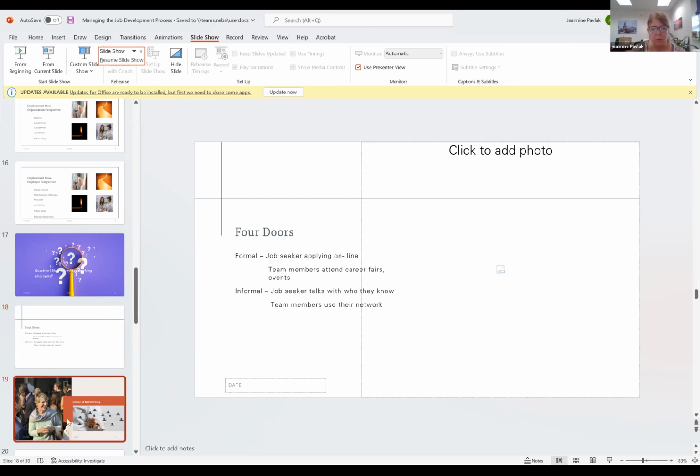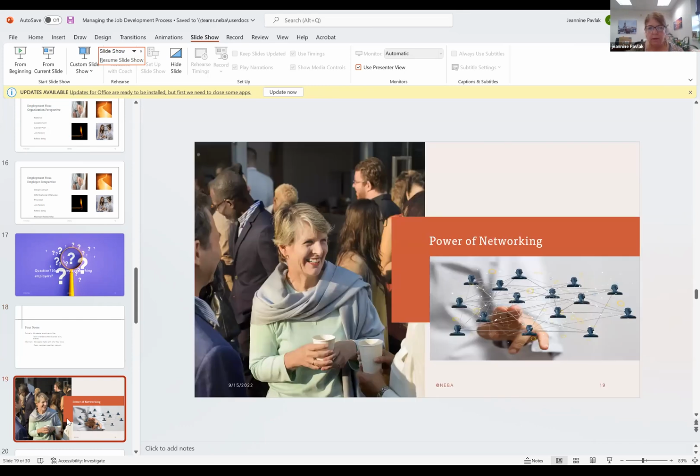So the power of networking, just my slide there, right? We have our staff do these relationship mapping exercises, because if you think about just the people you know, and then you add on everybody else's, it's probable that someone has a relationship with an employer that would be a great match for someone that you're working with. And so it would be a win-win for the employer and the person.